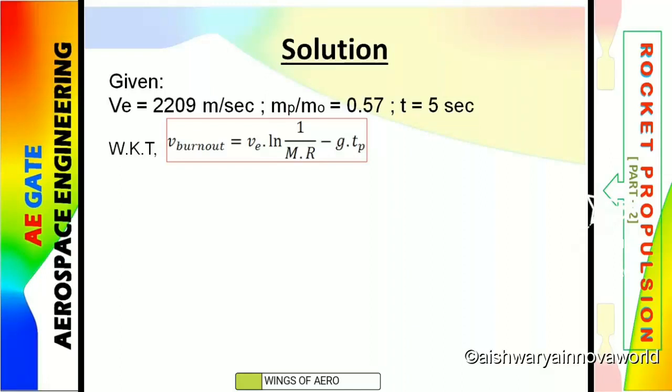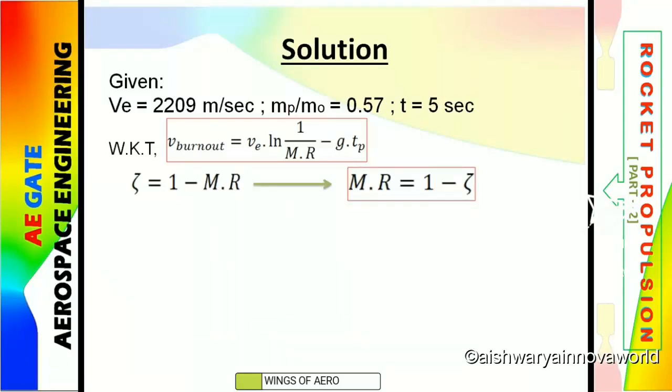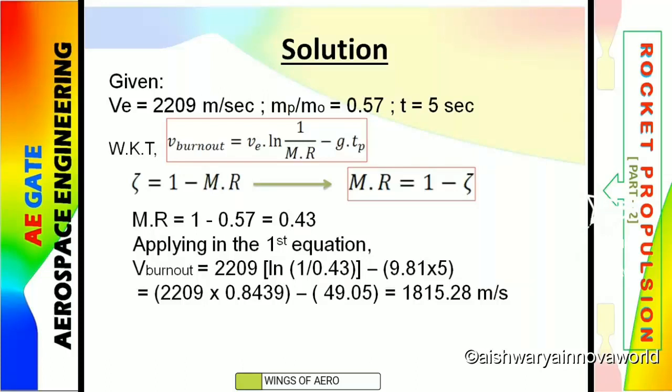You have all the given known data. Here they have given MP by M naught. What you need is MR. You know the relation between MP by M naught and MR. From there you can find the MR value. Then substitute in the first equation and you get 1815.28 meter per second. But in the question they have asked for kilometer per second, so divided by 1000, we get 1.82 kilometer per second.